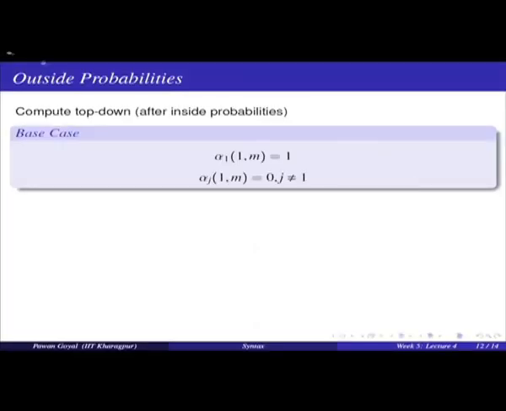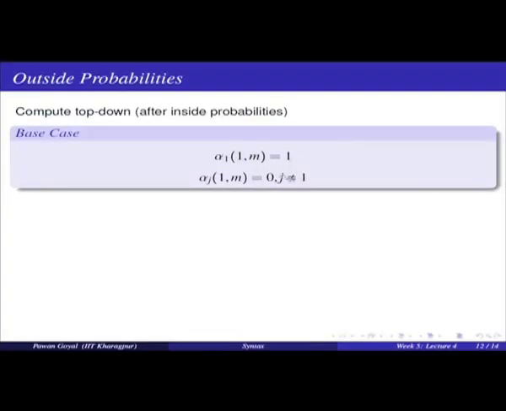So that is why the base case will be alpha 1, 1 to m is 1, if this j is 1, otherwise it will be 0. So alpha 1, 1 to m will be 1, and alpha j, 1 to m will be 0 if j is not equal to 1. So j equal to 1 denotes the starting non-terminal, like S or N1, whatever notation we were using. Now this is the base case.